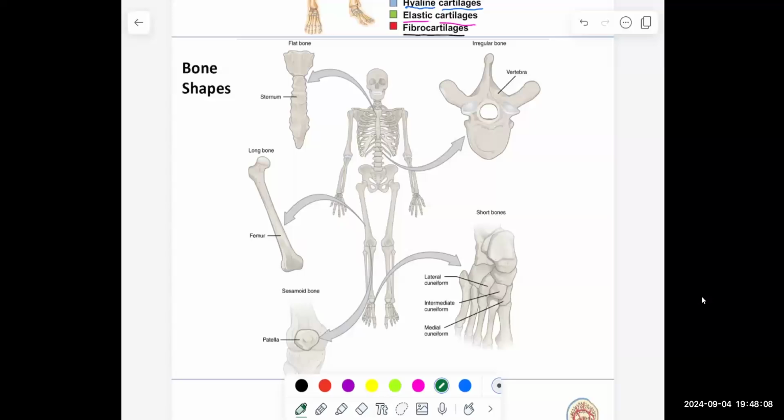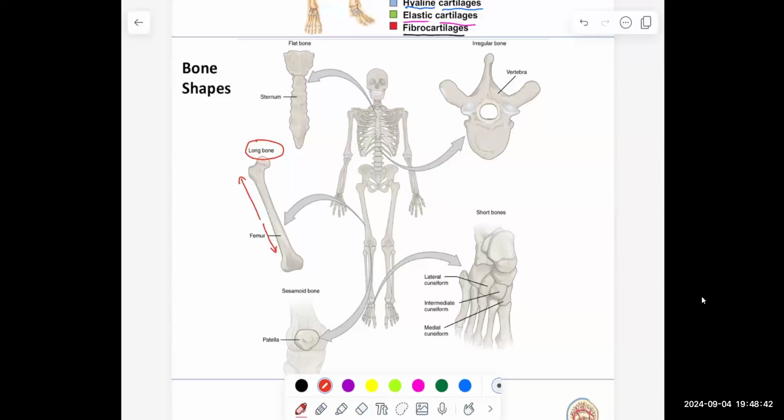Okay. Bones will come in technically 5 different shapes. I think I'm only asking you to identify 4 when it comes to lecture quizzes and lecture exams. You have long bones. Here's a good example of a long bone. That means when this bone grows, it grows in its length. This is a femur. A femur is a great example of a long bone.